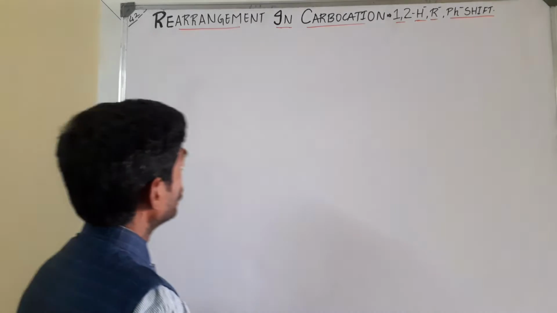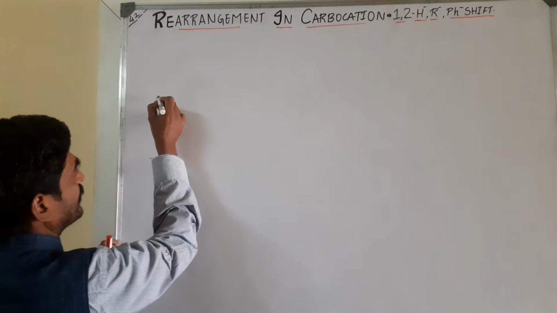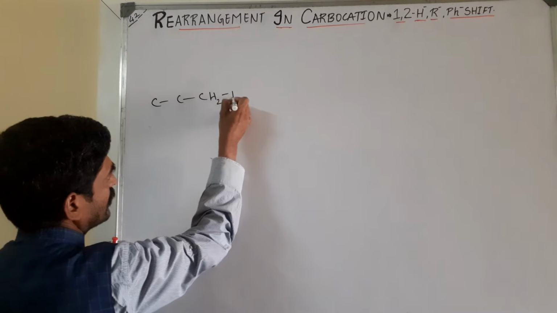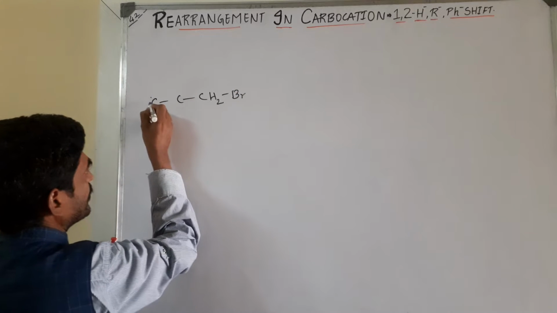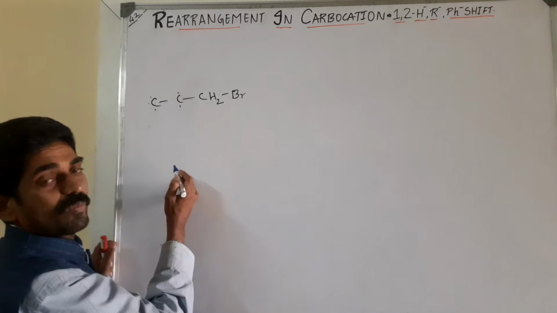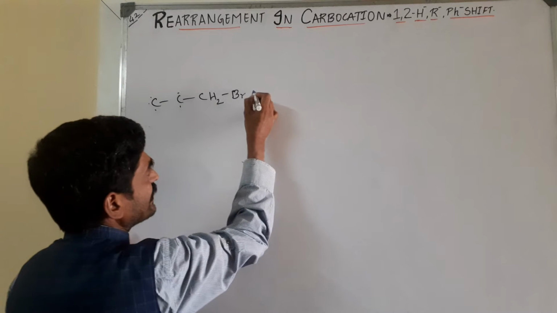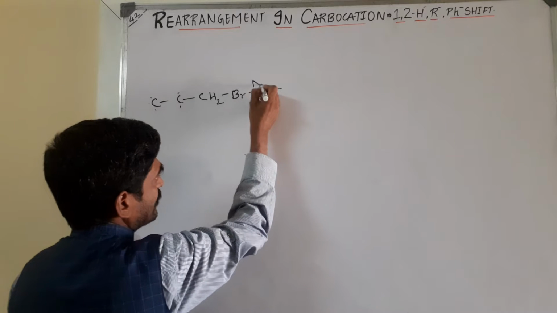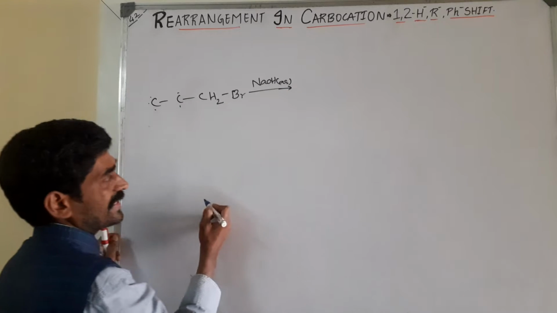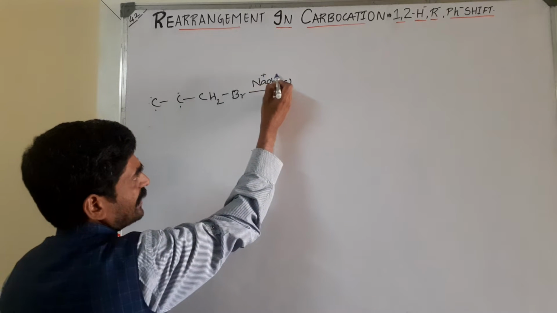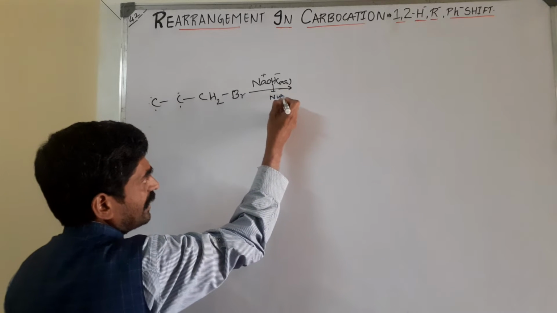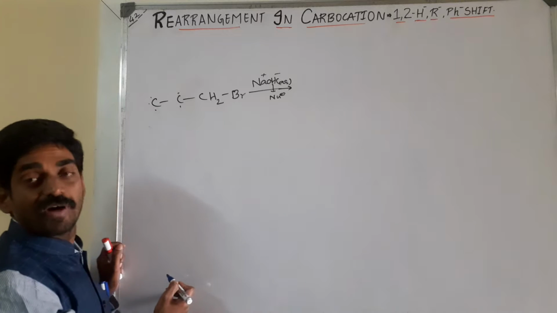First of all, I am going to take one example here. 1, 2, 3. This is CH2, and here bromine is bonded. So it is CH3, CH2, CH2Br. This is 1-bromopropane. It reacts with aqueous NaOH, sodium hydroxide solution, caustic soda. It has a positive part Na plus and a negative part OH minus. So this is a nucleophile. So what is the major product formed?